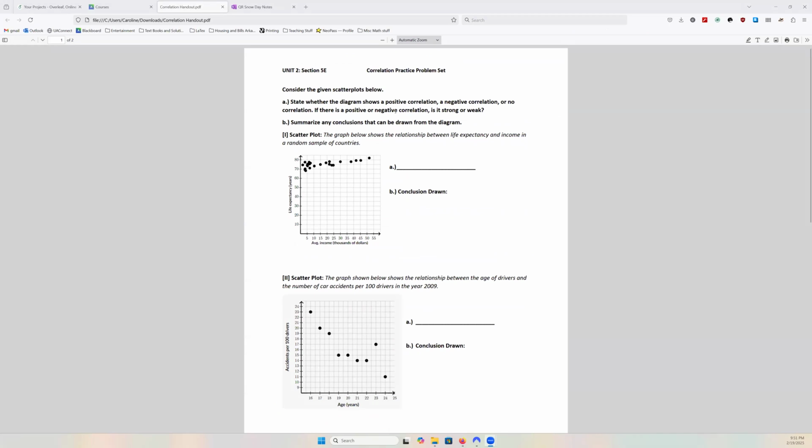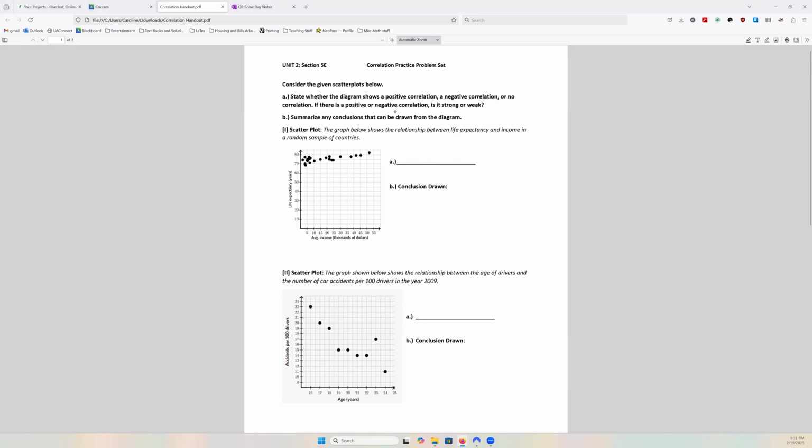Okay. So if we have the given scatter plot below, we want to state whether it shows positive, negative, or no correlation, and if it's positive or negative, how strong is it? So here we have the average income in thousands of dollars, and then we also have the life expectancy in years. And we kind of see here that if we imagine there's a line going right along here, they do fit in pretty nicely. Right here is a lot more varied, but as we go, it tends up.